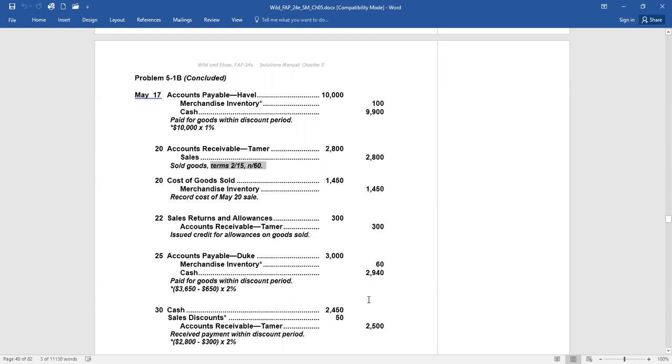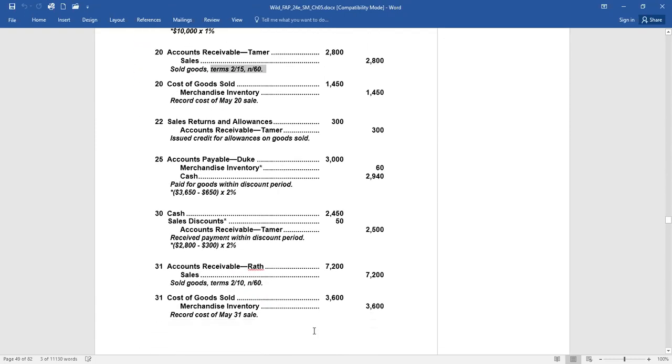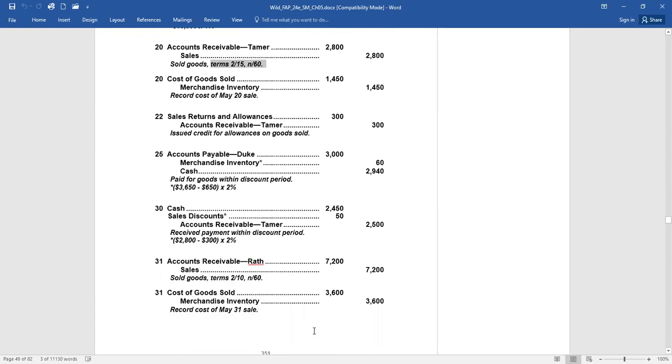The final journal entry, the company IKEA sold merchandise that cost $3,600 to Rath Company for $7,200 under credit terms 2/10, n/30 FOB shipping point. Well, that's just a normal sale. Debit accounts receivable Rath, $7,200 because the customer owes the money. Credit sales for the amount of the sale, $7,200.